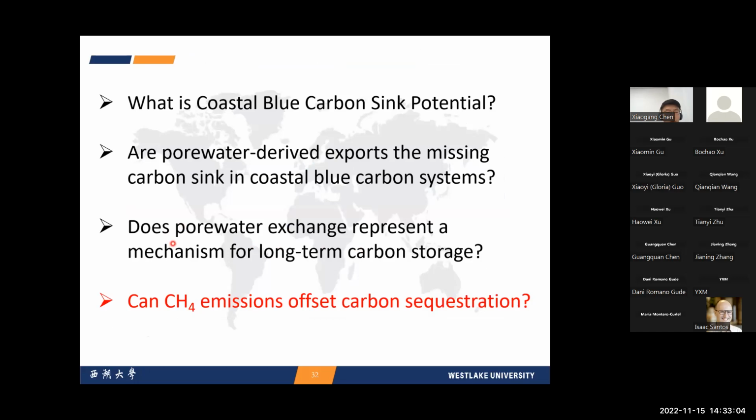So yes, we know the coastal wetland also releases large amounts of greenhouse gases to the atmosphere. And the greenhouse gases, especially CH4, have a stronger global warming potential. So my first question: can CH4 emissions offset carbon sequestration in coastal wetlands?